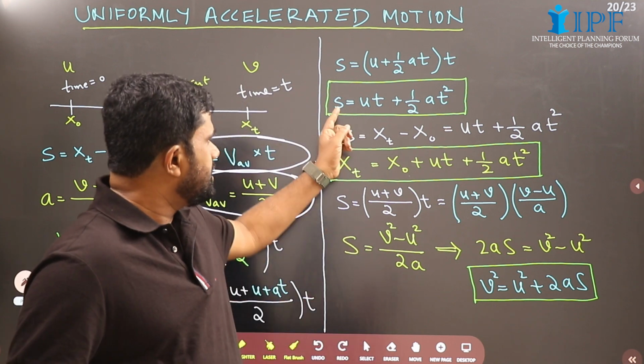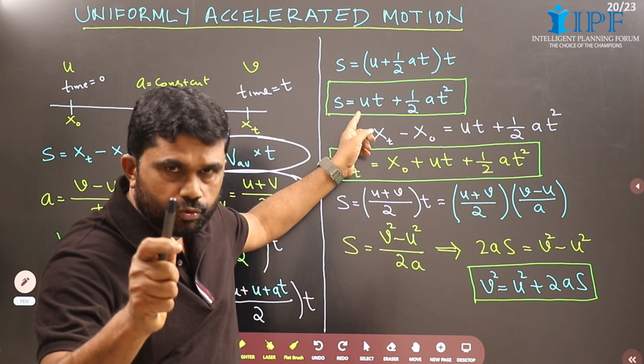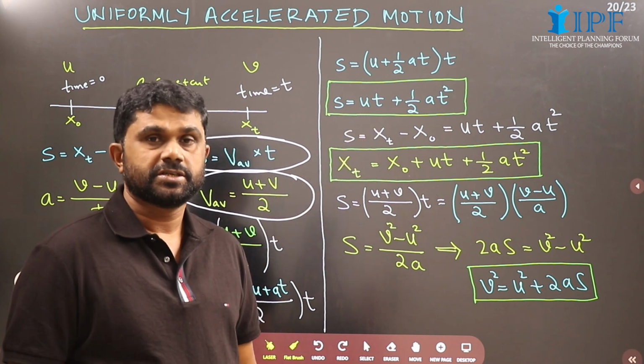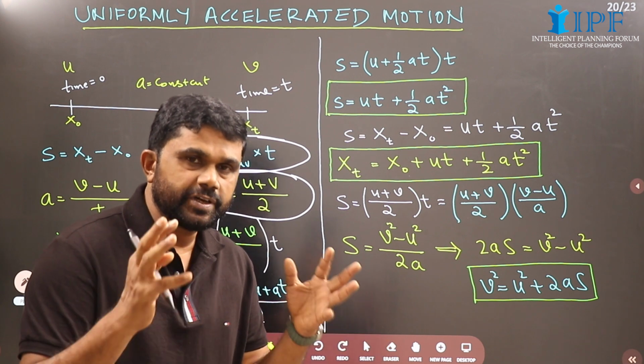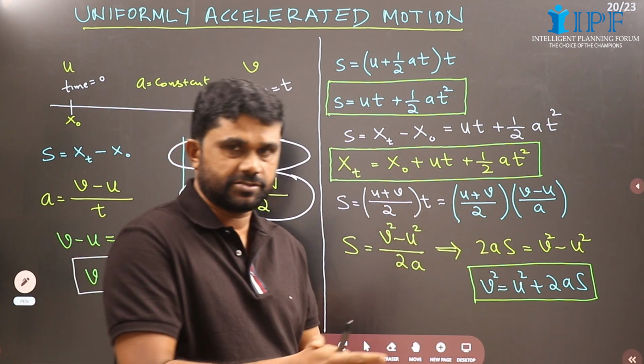See, when you put t equal to 2, you will get the displacement in first 2 seconds. When you put t equal to 5, you will get the displacement in first 5 seconds.